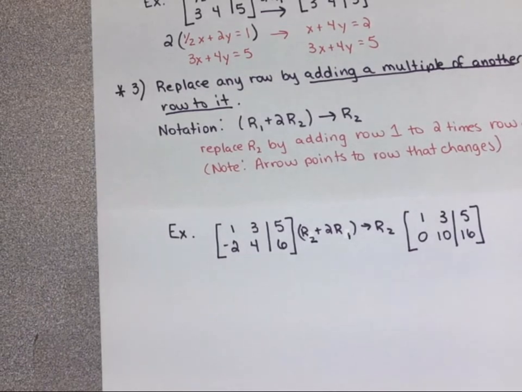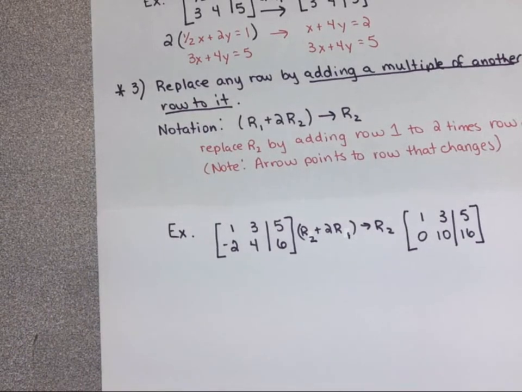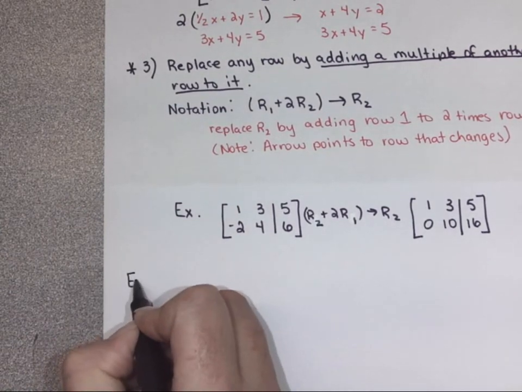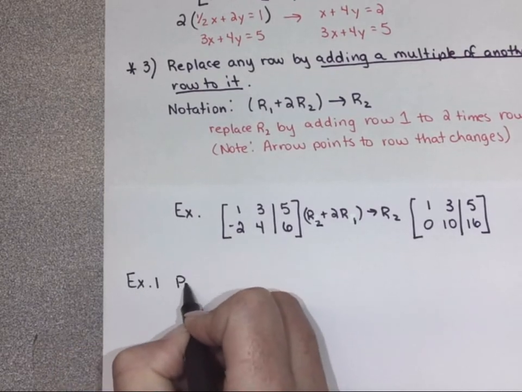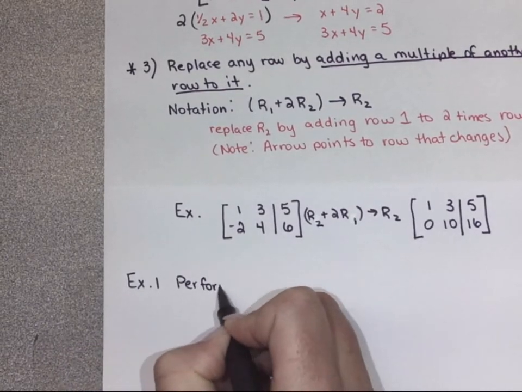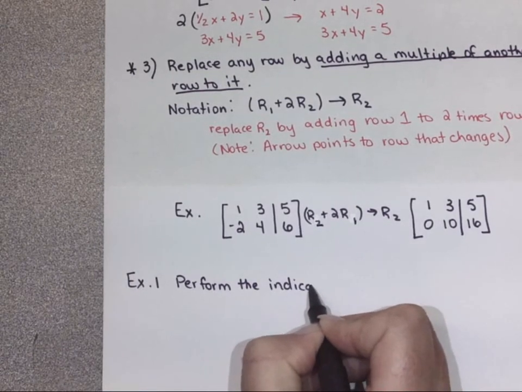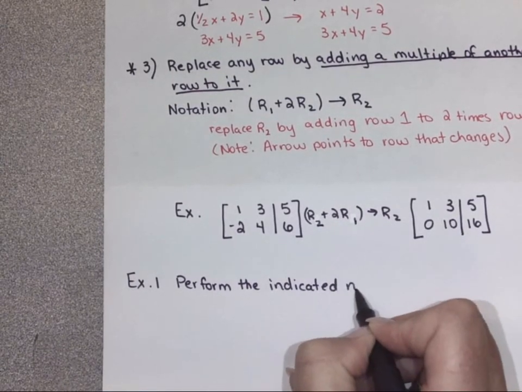So it's just going to take some time. It can be a little tedious of a process. So let's practice. Let's practice with maybe some 3 variable systems. So I want you to perform the indicated row operation.